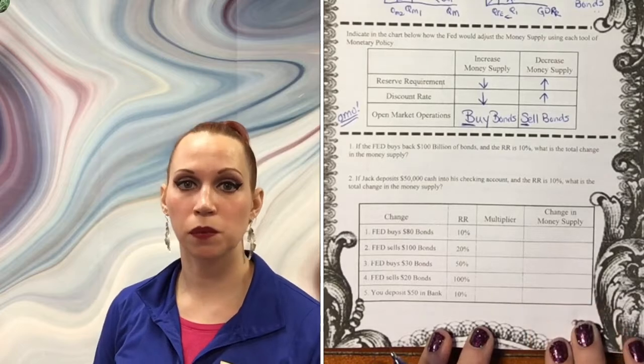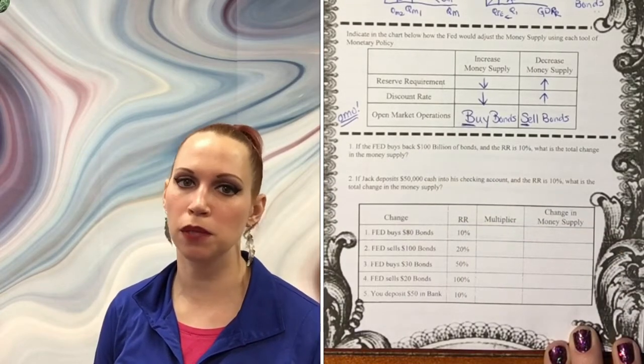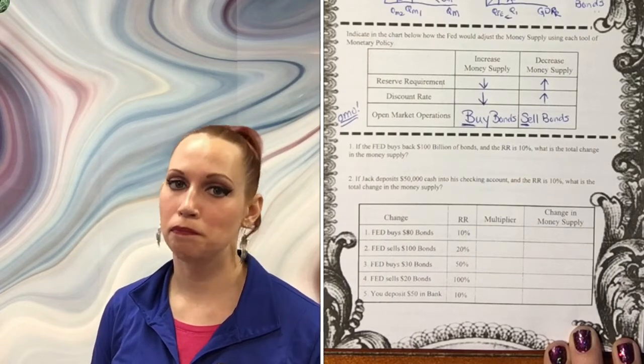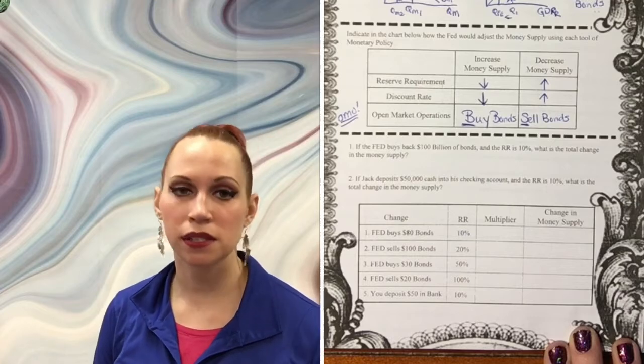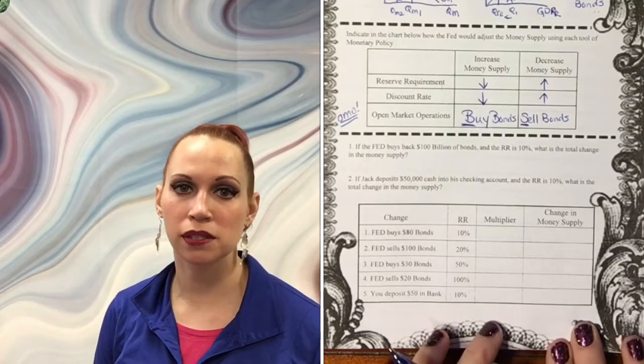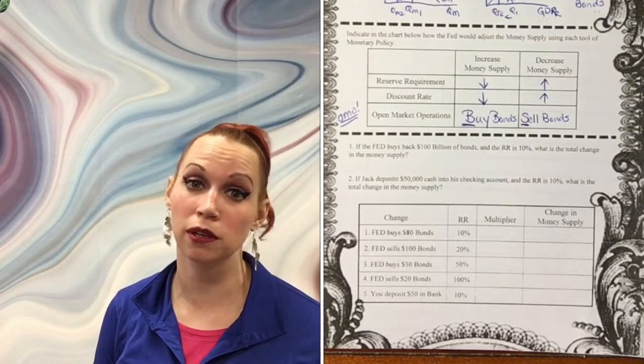Finally, the last part of this worksheet, I have you doing a little bit of practice with the money multiplier, just a little bit of math practice. Remember that by now we've been doing multipliers for a while. You're starting to see the same numbers over and over again because there's no calculators used on the AP exam, so there's only a certain amount of multipliers we can do in our head, right?